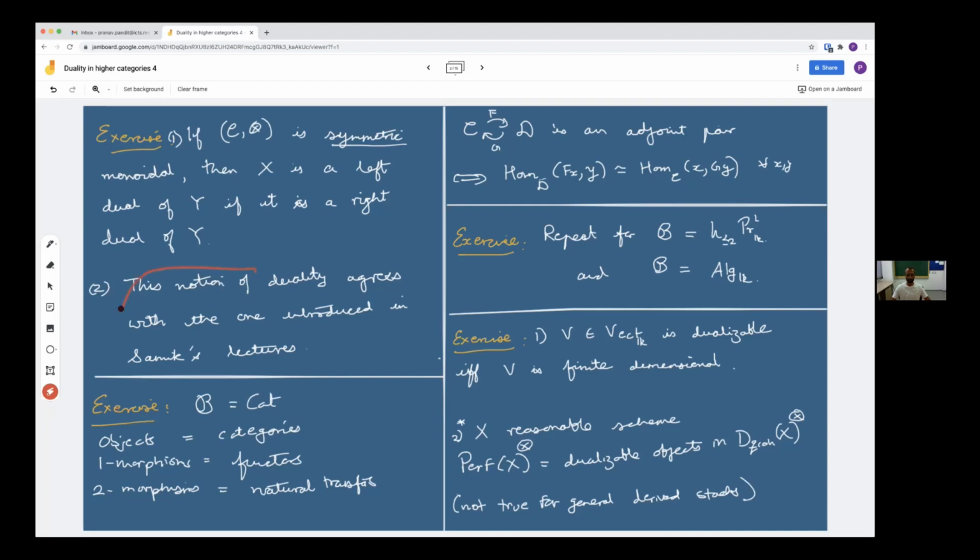And the second part of the exercise is to check that I've just repackaged. All I've done is just linguistics. I've just rewritten what Samik actually talked about when he talked about duality in the stable homotopy category.